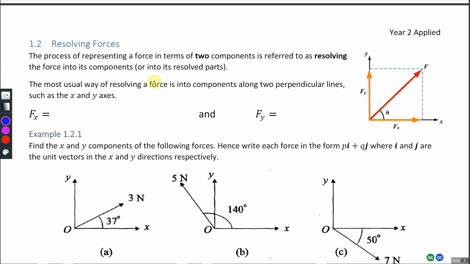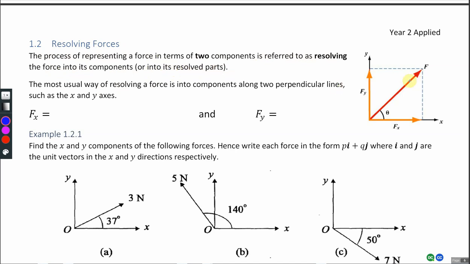So far in mechanics, all the forces we've been working with have generally been either horizontal or vertical. In this section of the notes, we're going to learn how to deal with forces that are not horizontal or vertical. This process is called resolving forces, and the process of representing a force in terms of two components is referred to as resolving the force into its components, or sometimes called into its resolved parts.